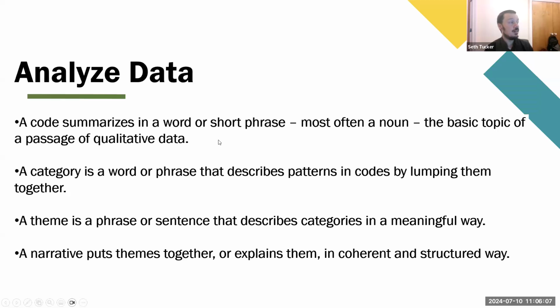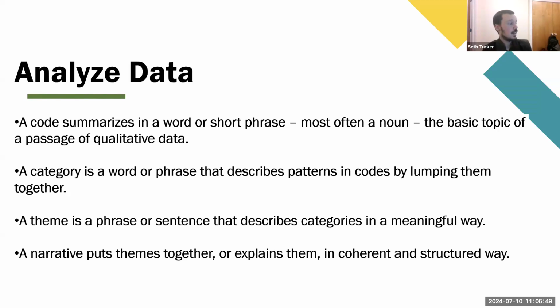And so we have these different levels, right? A code summarizes in a word or short phrase the basic topic of a passage of qualitative data, right? So that's what we were doing together when we saw, clouds over city buildings or sunny day at a lake. Those are codes, right? A category is a word or phrase that describes patterns in codes by lumping them together. So maybe, for example, we're seeing that a category is unsafe bike riders. So every time that we see someone describe using a code that talks about unsafe bike riding, that's a category that we're creating, right? Unsafe bike codes.